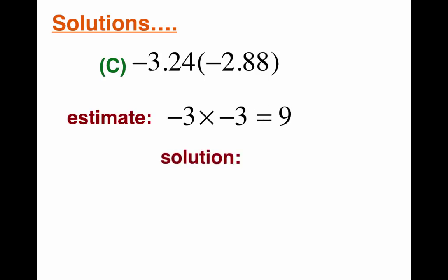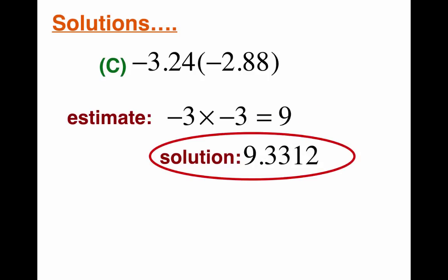Now here's the actual answer in your calculator. It is 9.3312. So obviously very close to 9. So our solution looks good. All right, guys, let's try example 3 here now that we've done those. We're going to do some division. So negative 45.3 divided by 5.3. Same story. We're going to use our calculator, but we can probably do an estimate first.